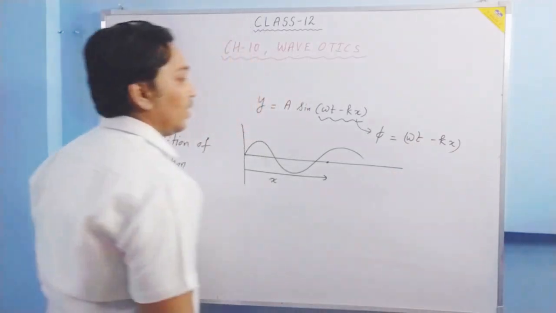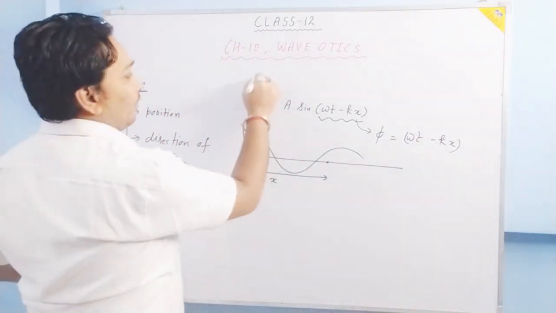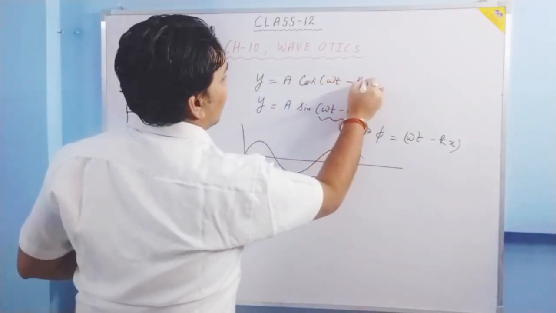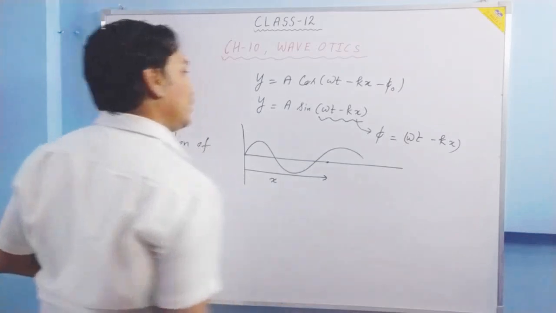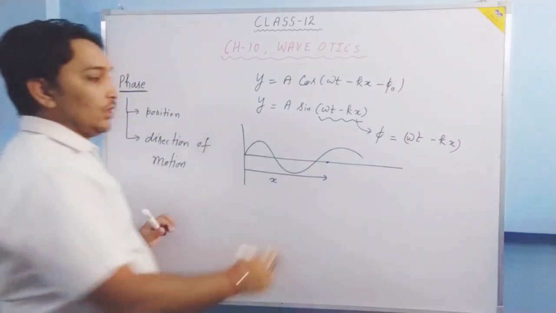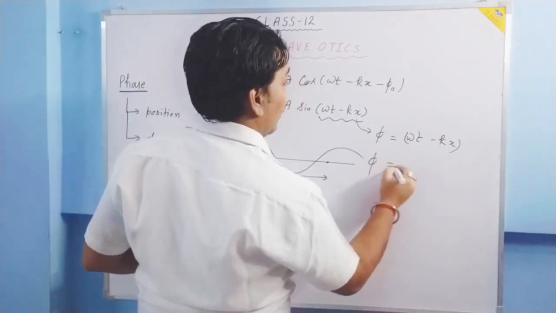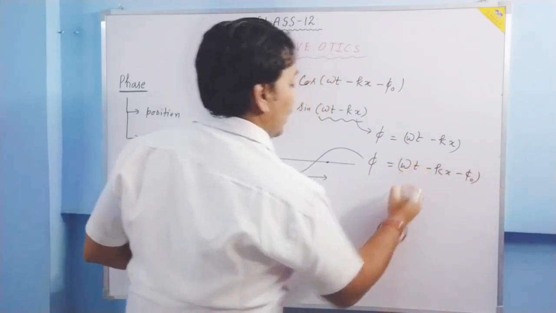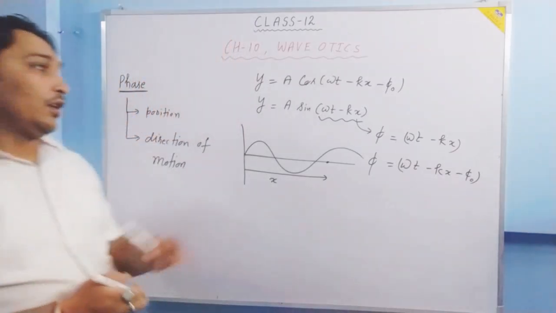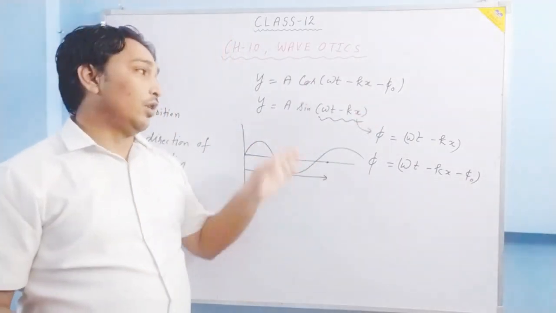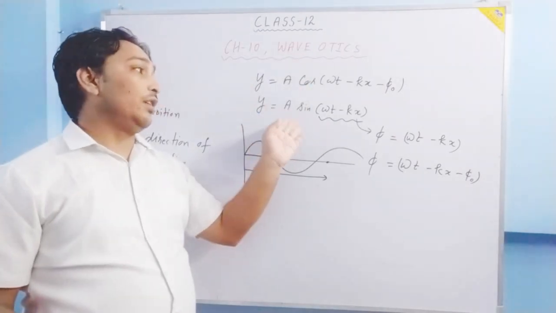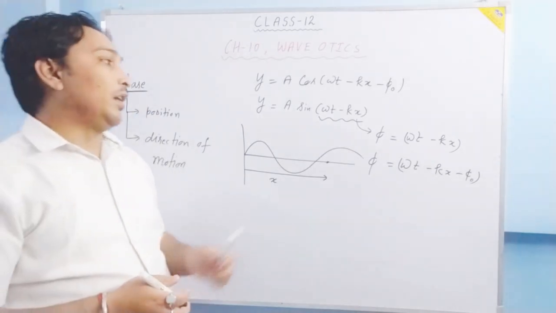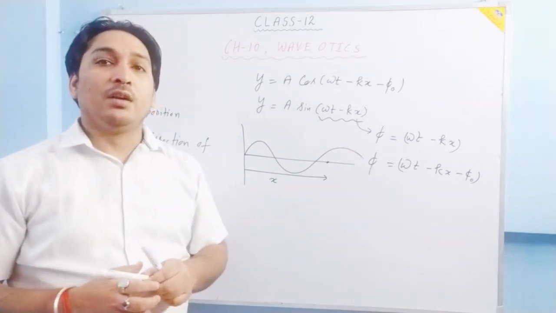If an equation is written like y is equal to capital A cos (omega t minus kx minus phi naught), then what is the phase? In this case, the phase is given by omega t minus kx minus phi naught. In simple words, whatever is written in the bracket in front of sine or cos, that is the phase of the particle.